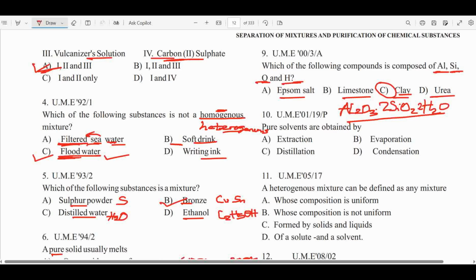The next question says pure solvents are obtained by which process. You have extraction, you have evaporation, you have distillation, and you have condensation. Remember that you have a combination of solute plus solvent will give us a solution. Now, for you to get a solvent out of a solution, you have to carry out a distillation. And when you do a distillation, you're going to be obtaining that solvent in its pure form. That's why pure solvents are obtained by this process of distillation.